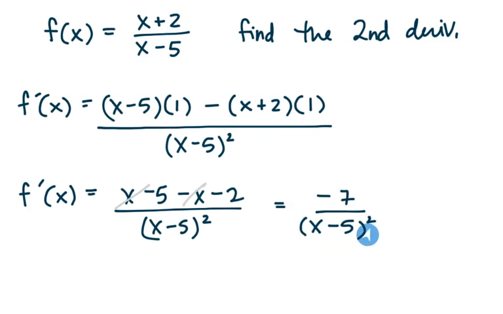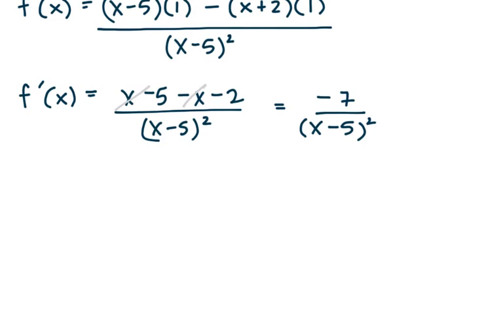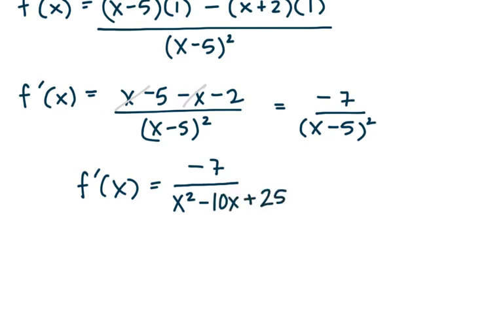The issue is we have this squared here. And I know I tell you we don't normally multiply this out, but in order for us to take the derivative, because we do not know the chain rule yet, we would need to do that. So my first derivative, f prime of x equals -7 over x squared minus 10x plus 25.